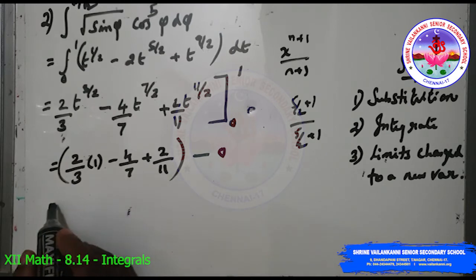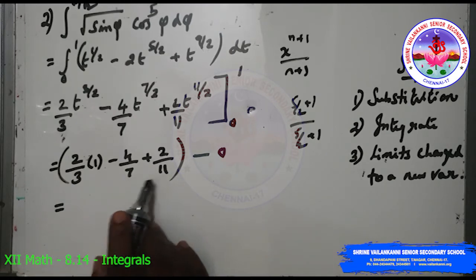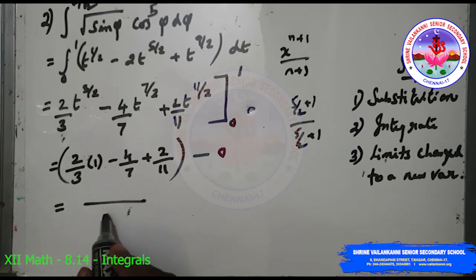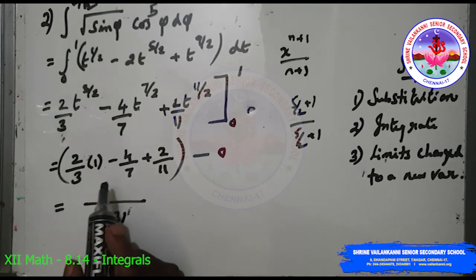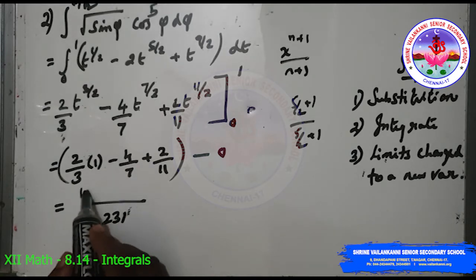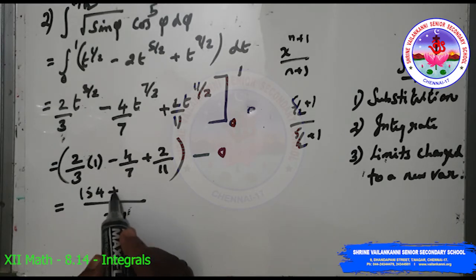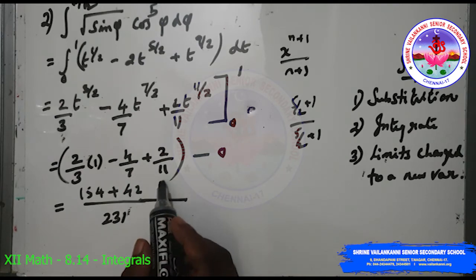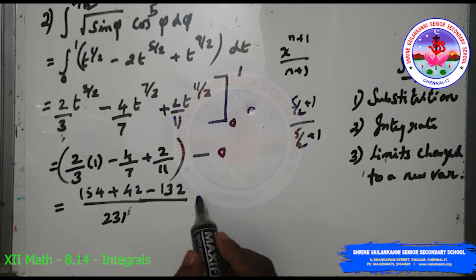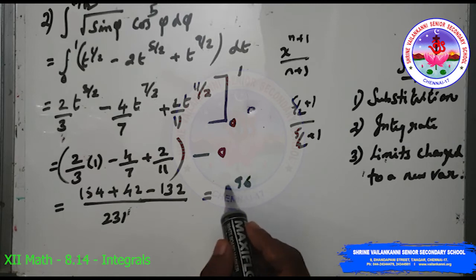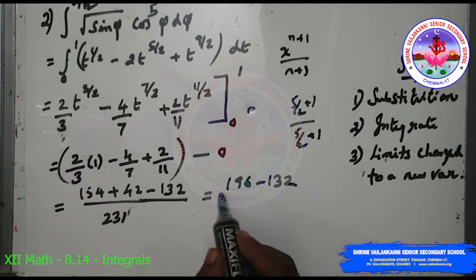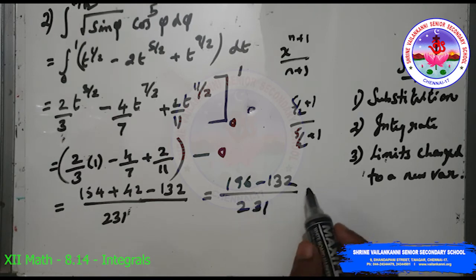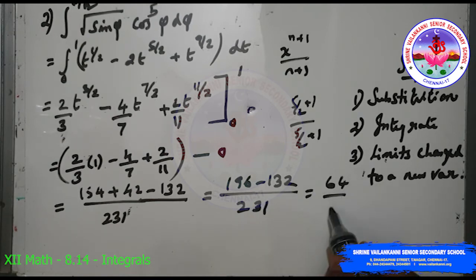So LCM is 77 into 3, so 231. So 2 into 77, which is 154, plus 42, minus 132. So which is equal to 196 minus 132 by 231, which is equal to 64 by 231.